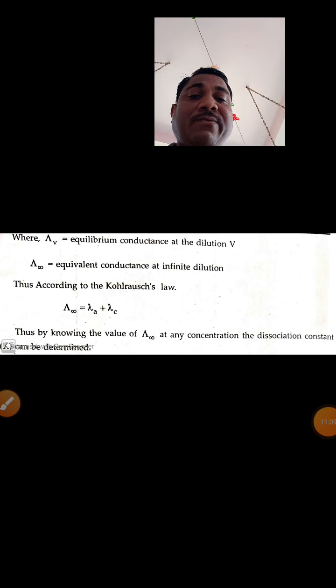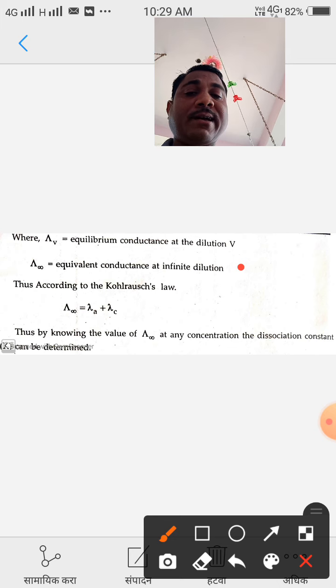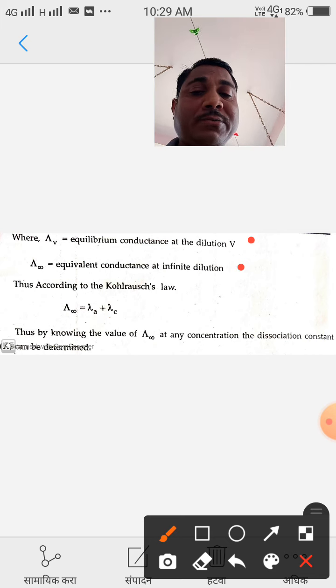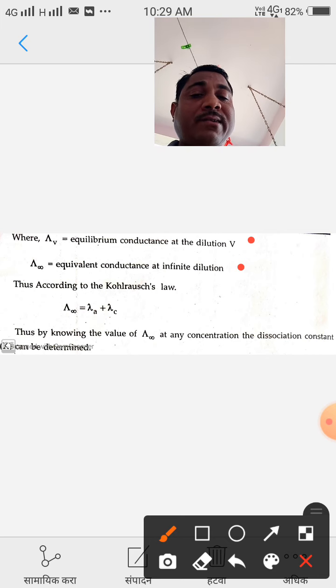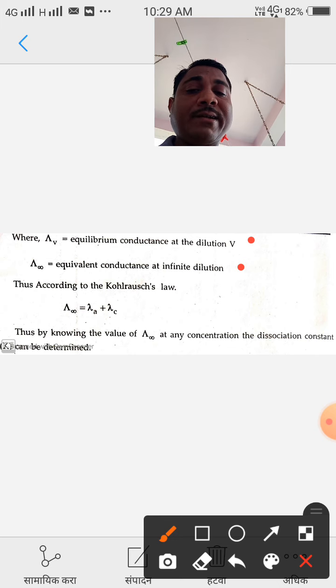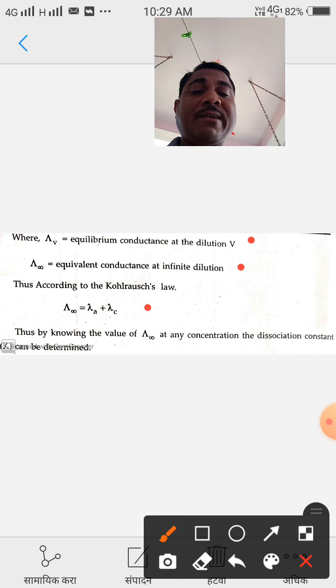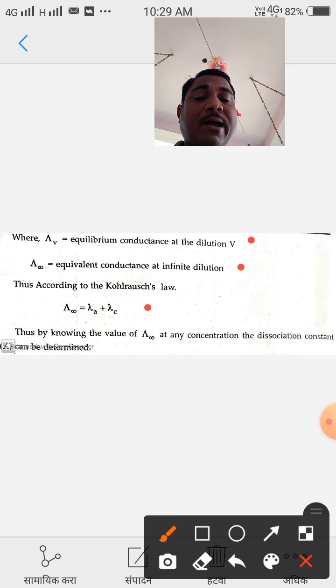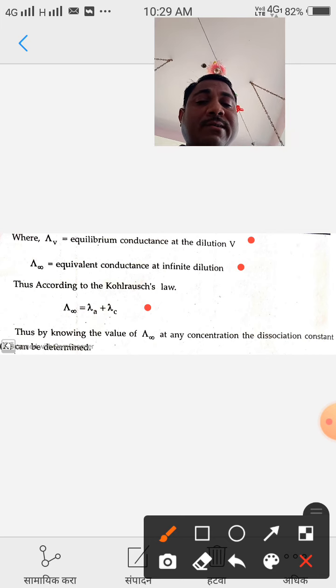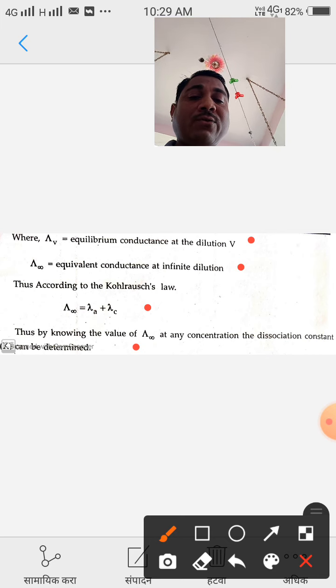Here lambda v is the equivalent conductance at finite dilution, or dilution v. Lambda infinity is the equivalent conductance at infinite dilution. According to Kohlrausch's law, lambda infinity is equal to the ionic conductance of the anion plus the ionic conductance of the cation. If we know the value of lambda infinity at any concentration, we can calculate the dissociation constant of the acid.